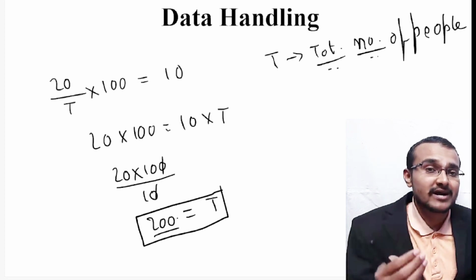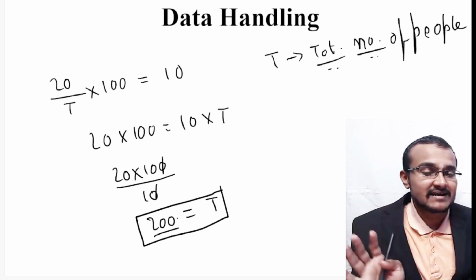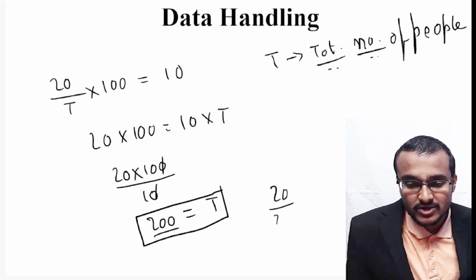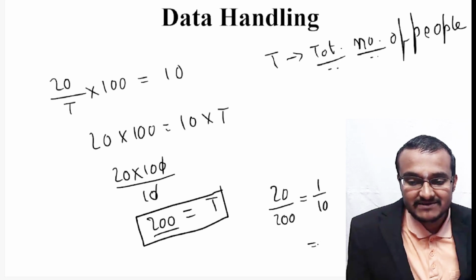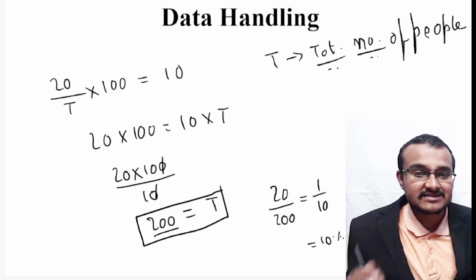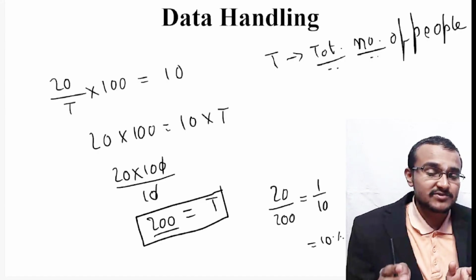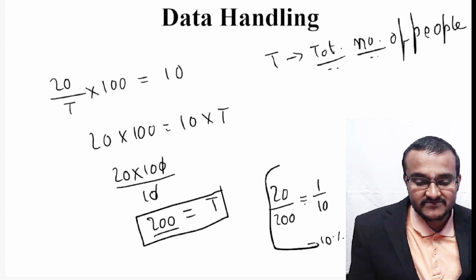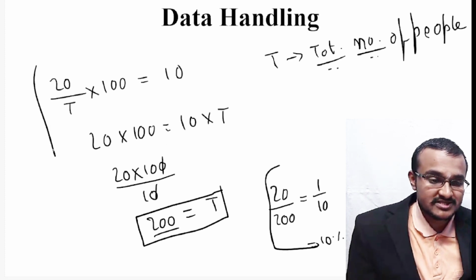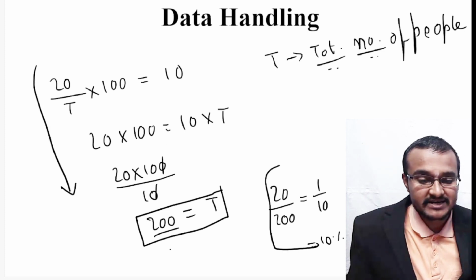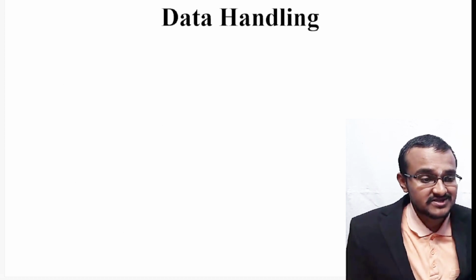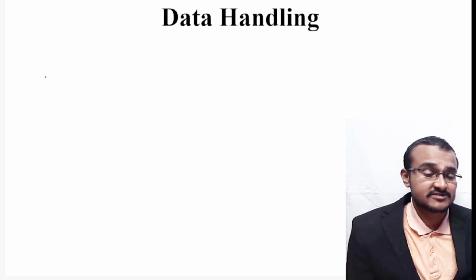So out of 200, 20 people are liking classical music. You can cross verify: 20 by 200 is equal to 1 by 10. That means 10% of people are in this classical music-liking section. This is the cross verification I have done. You can use this method to find out the total number of people involved in the survey. So this is the answer for the first part of the first question.